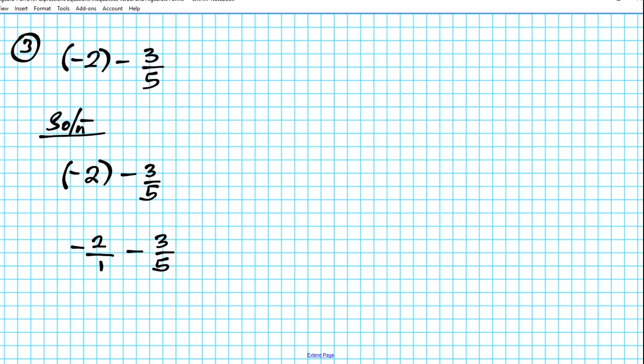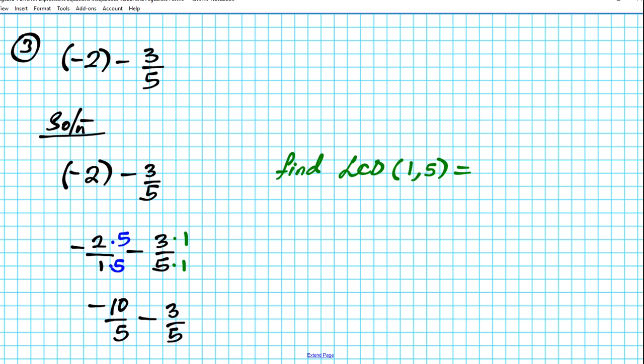Now we need to find the LCD of the two denominator values since they're different. Okay, find the LCD of 1 and 5. This has a 1 here. This, you can just put a 1, it doesn't make any difference. And then on the left side we need a 5, so we'll multiply by 5 top and bottom. Multiply by 5. So that gives us negative 10 over 5 minus 3 over 5. So the LCD of 1 and 5 is 5.